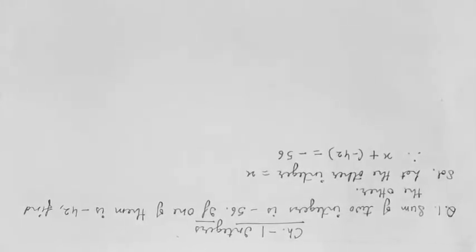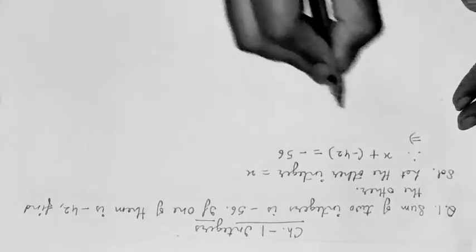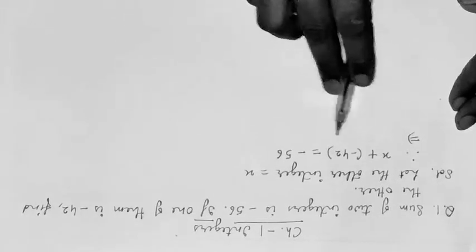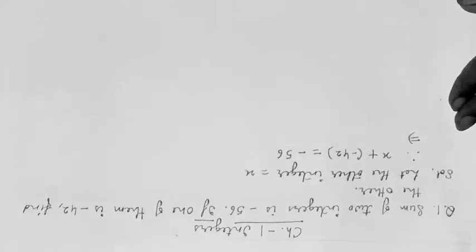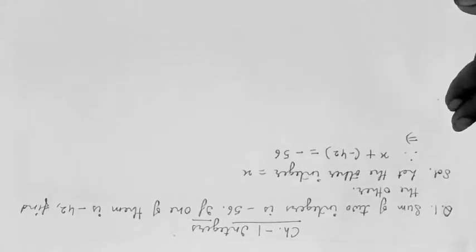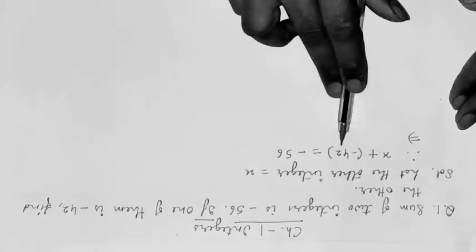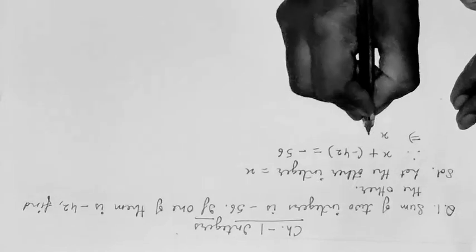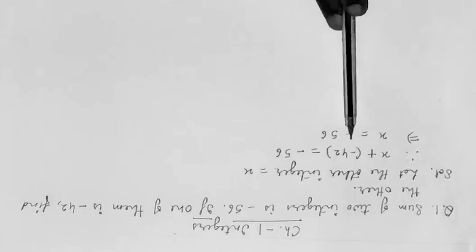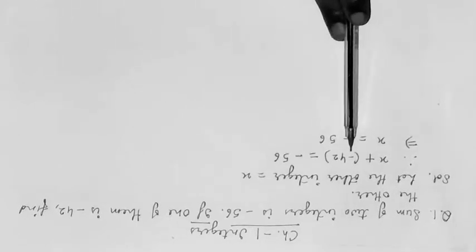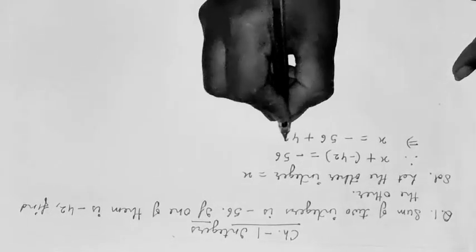Now we have to find the value of x because that will be our other integer. To find the value of x, I will take minus 42 to the right hand side. Because we have a plus sign outside the bracket, this minus sign will not change. Minus 56 is already here. Whenever we change the side of a number, the sign of that number changes. So minus 42 will become plus 42.